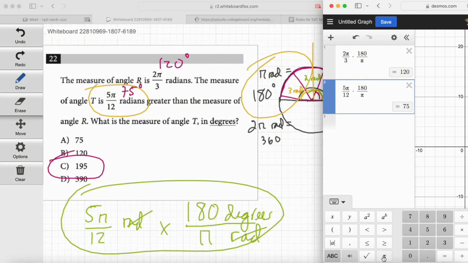And by the way, if they gave you a question where they gave you the degrees and the answer choices were in radians, you could just convert the degrees into radians as well if you need to, using unit conversions. Does that make sense? Yes, it does. Okay, great.